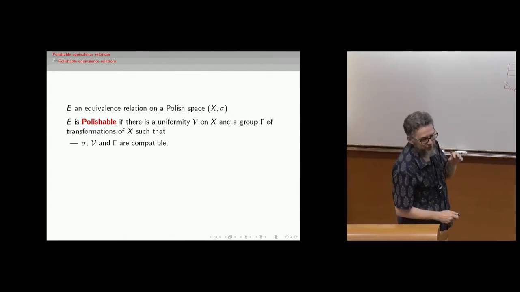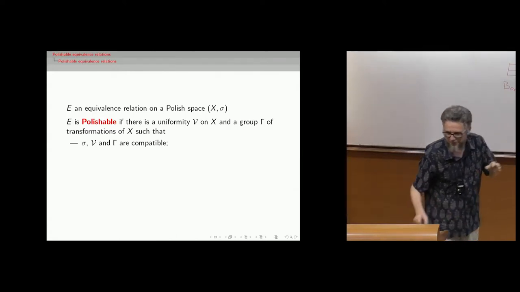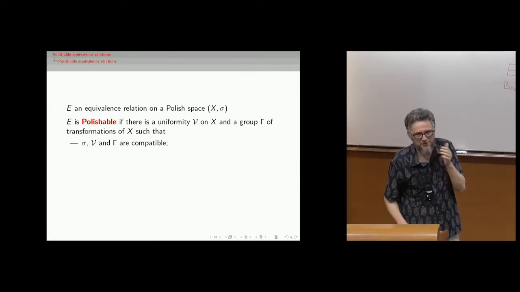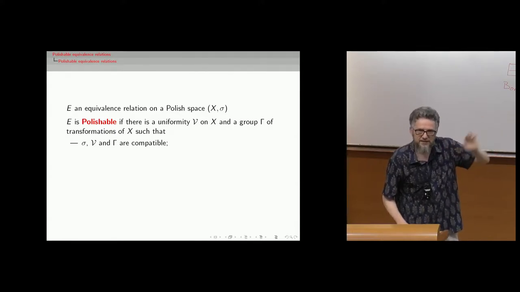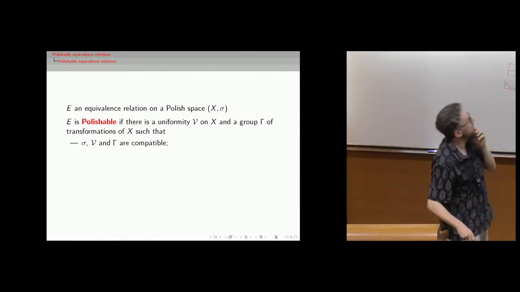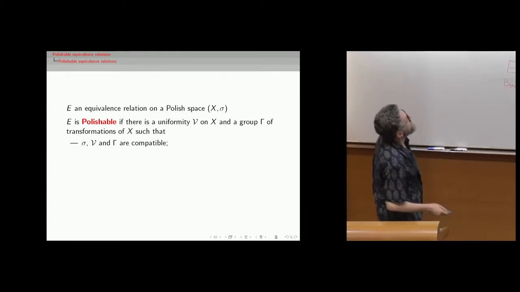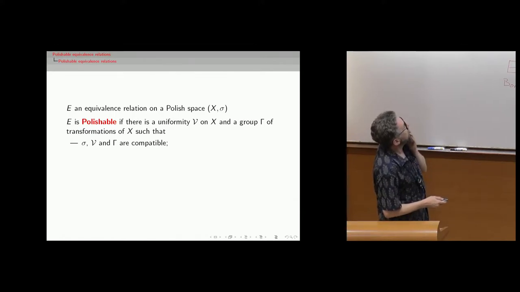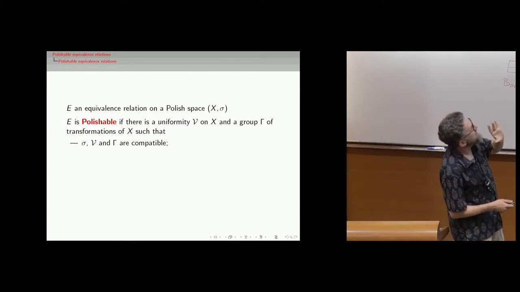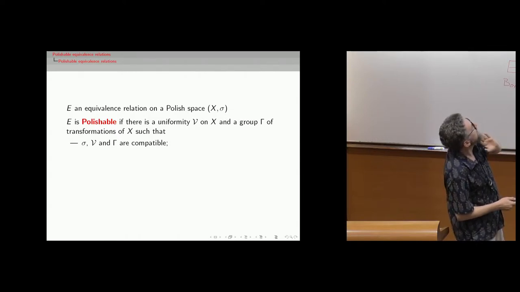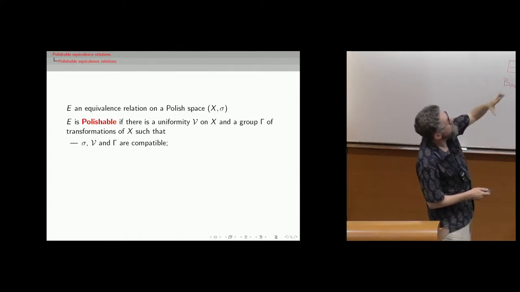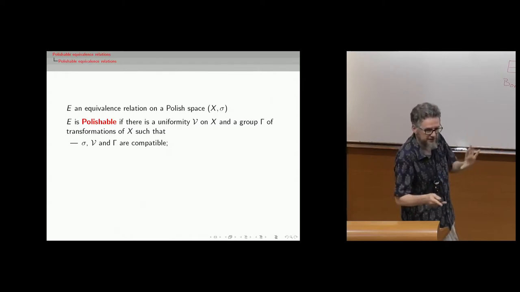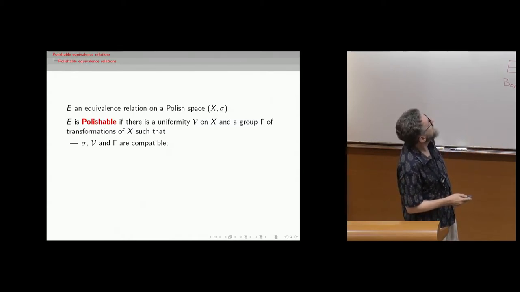This terminology, Polishability, is due to Hjorth and Louveau, not for equivalence relations, but for groups. This is an extension of that notion. Okay, so I have an equivalence relation. I will call it Polishable if there are witnesses for it, namely a uniformity V and the group gamma of transformations. They are compatible, just like I said, so they respect each other, and there is this local density condition.